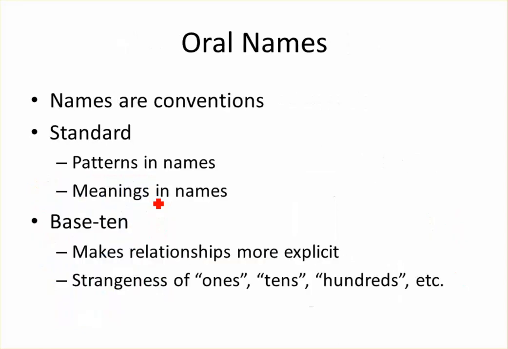Another category of representations are the oral names that we give to numbers. Names are conventions, so students need to be taught about what these things are and what they mean. And the standard names, there are often patterns in names that are useful for kids to learn about. For example, if we're talking about numbers in the 30s, 31, 32, 33, 34, we keep using this word 30 over and over again. And the fact that 30 is actually 3 tens, that's an important thing for kids to learn and to think about.